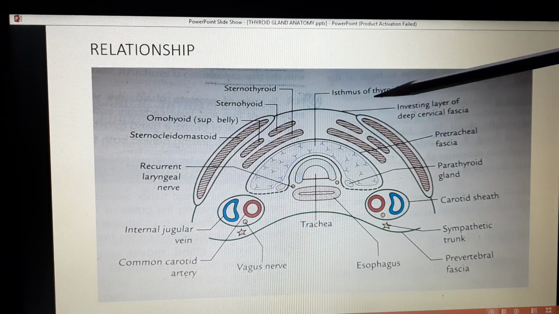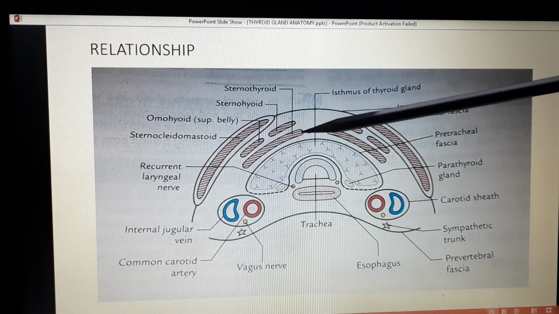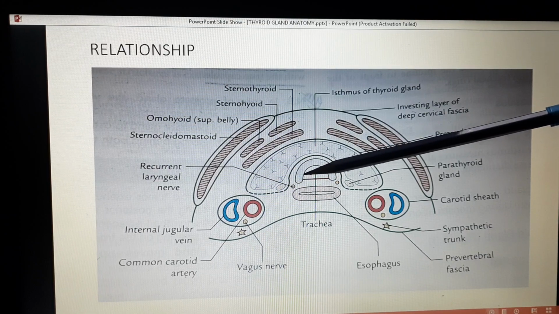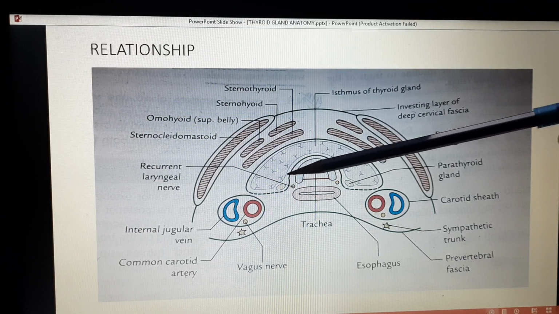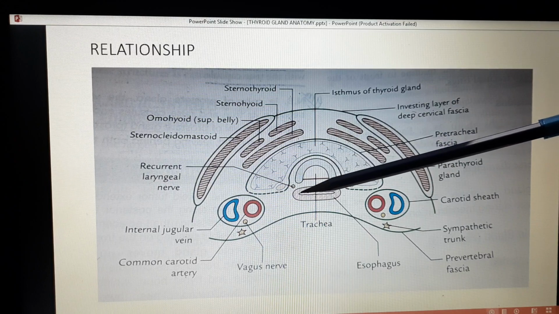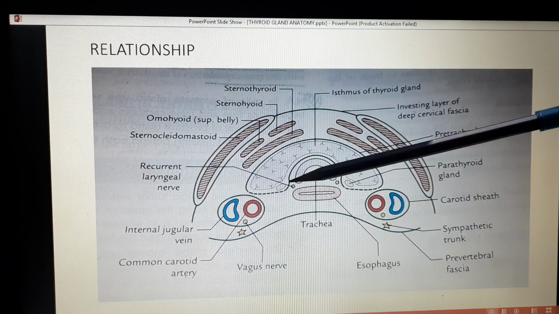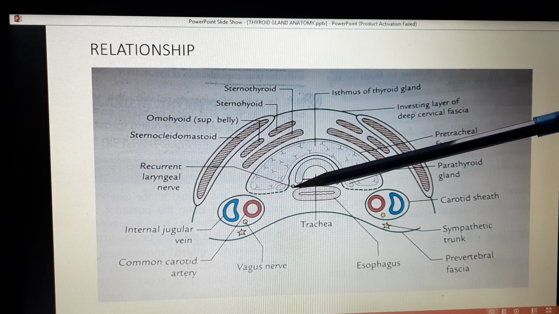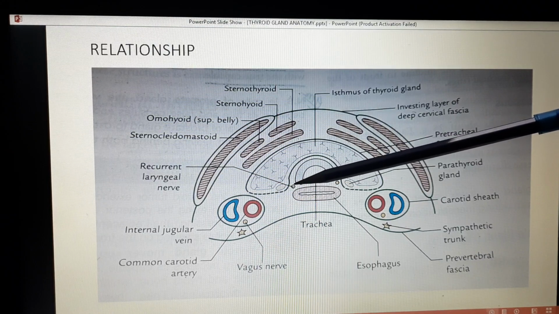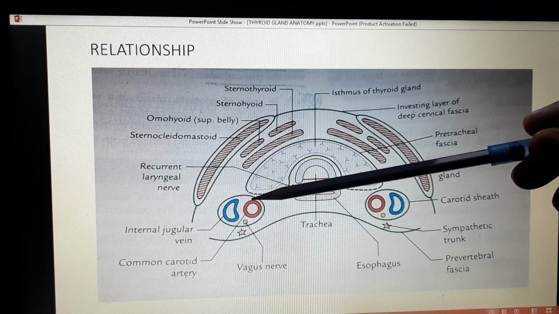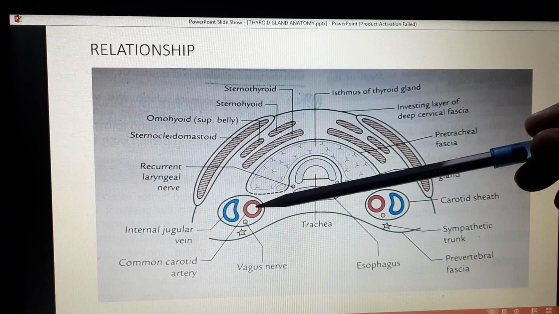and in the outer aspect it is covered by the sternocleidomastoid muscle. So if there is any enlargement in the thyroid gland, it can compress the trachea, causing difficulty in breathing. It can compress the esophagus, causing difficulty in deglutition. It can cause compression of the recurrent laryngeal nerve, which can cause hoarseness of voice, or it can compress the carotid sheath and its contents.